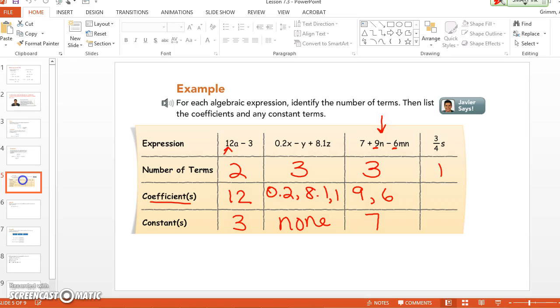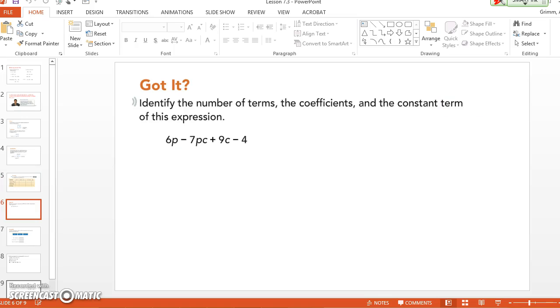1 term. Okay. Any coefficients? Gunner? 3/4 is the coefficient. Are there any constants? No, there's none. None there. All right, I want you to click on the next slide, and I want you to try to do one completely on your own now and see if you understand. All right, how many terms do we have here?